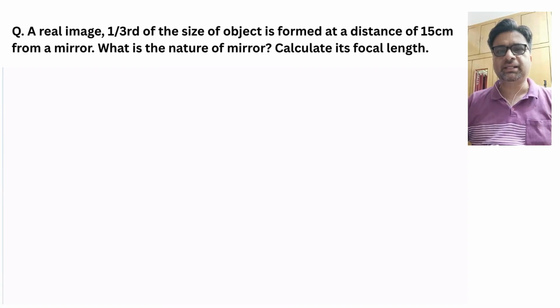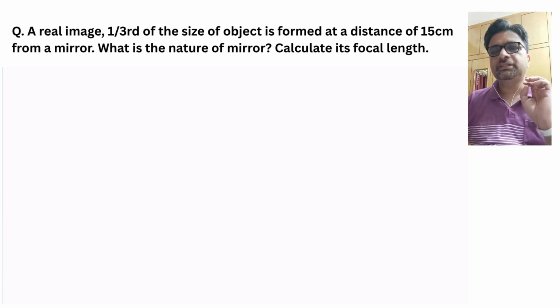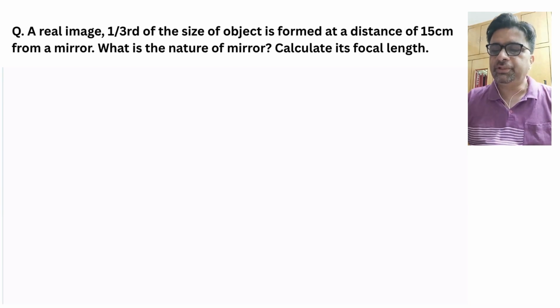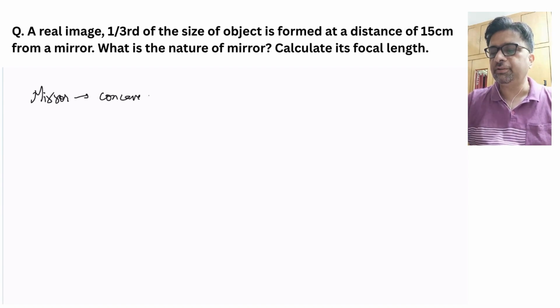Here to discuss this light question from CBSE Class 10 Physics. This comes under spherical mirrors. So let's get started. Now the question says a real image is formed by a mirror. Everything aside, if it's a real image and it's formed by a spherical mirror, then the mirror has to be a concave mirror.